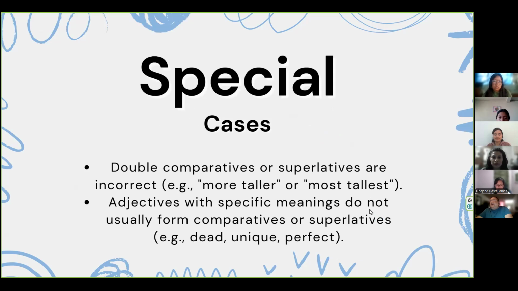Special cases. Double comparatives or superlatives are incorrect. For example, more taller or most tallest. Adjectives with specific meanings do not usually form comparatives or superlatives. Examples: dead, unique, perfect.